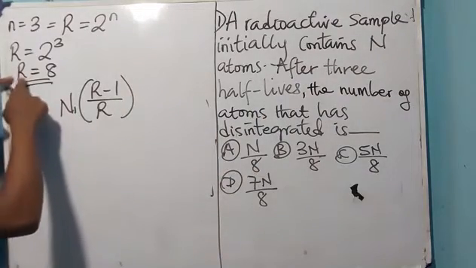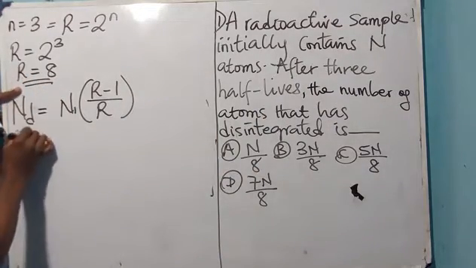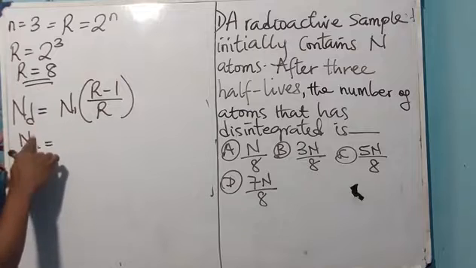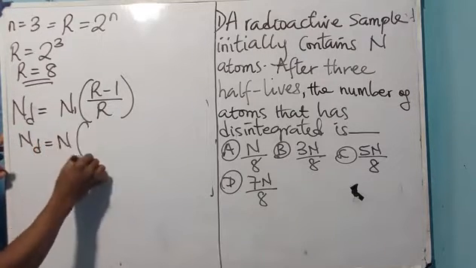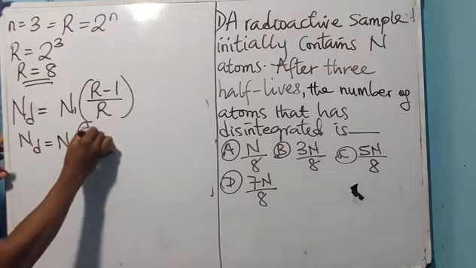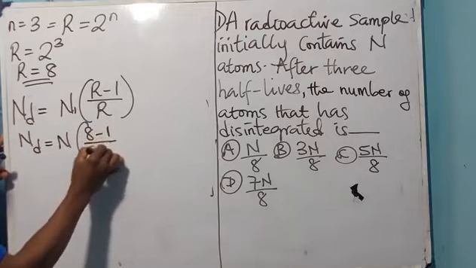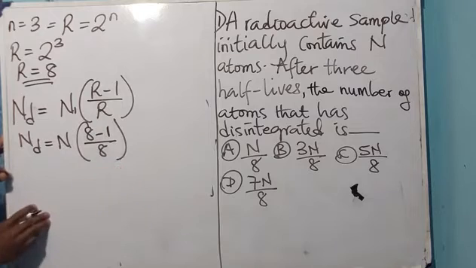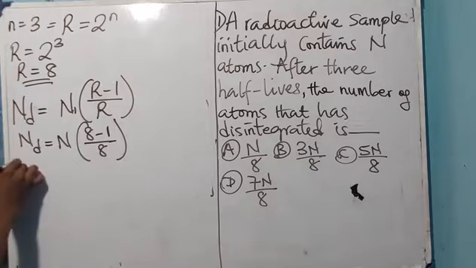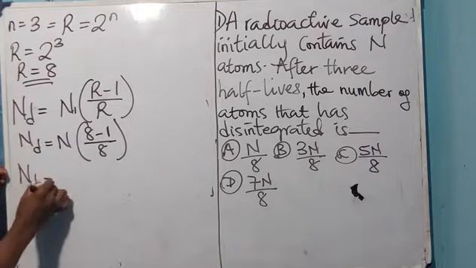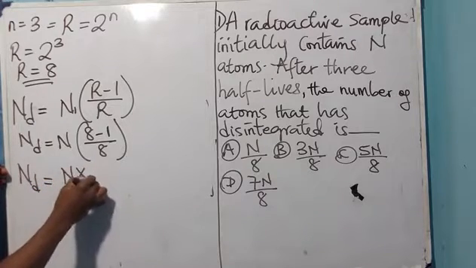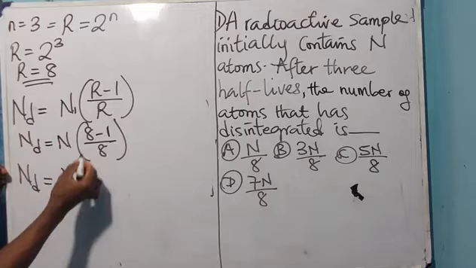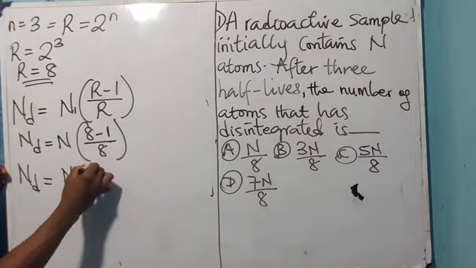Now I got my R to be 8. It means that N_D is equals to what? N of open brackets, R is 8, so 8 minus 1 over 8. Alright? 8 minus 1 over 8. So N_D is equals N times, this bracket means times, so 8 minus 1 is 7.